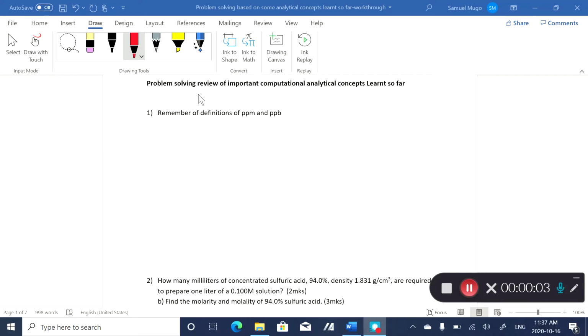This week, with the midterm drawing closer, I'd like us to review some of the questions that we've come across, especially the computational aspects. So I'd like us to pause a little bit and review some of the problems that we've come across so that all of us are fairly skilled in being able to solve those problems.